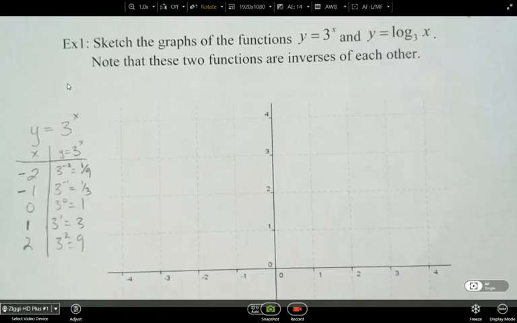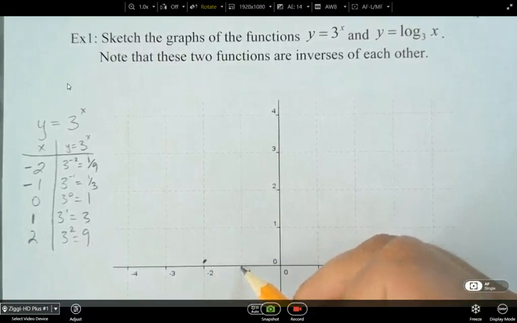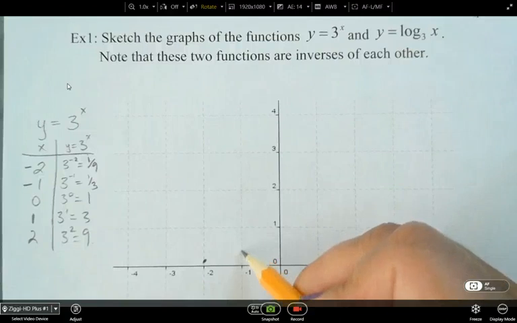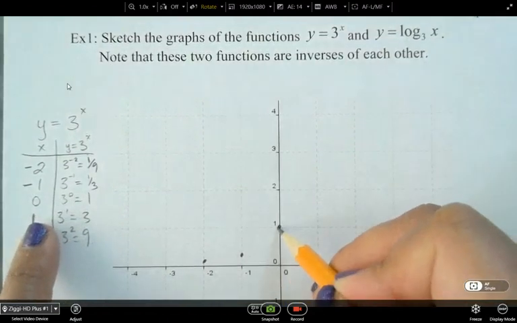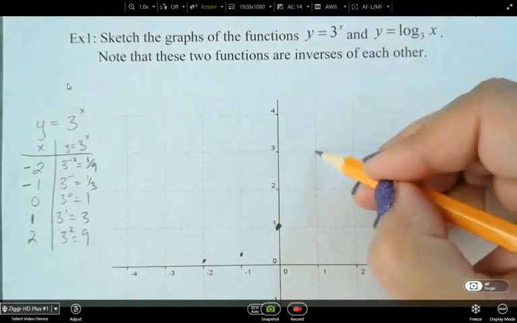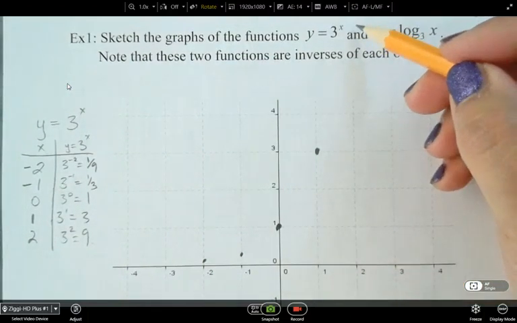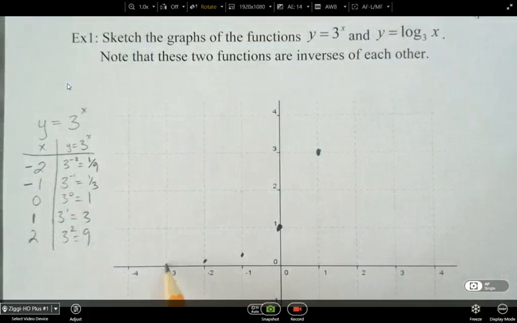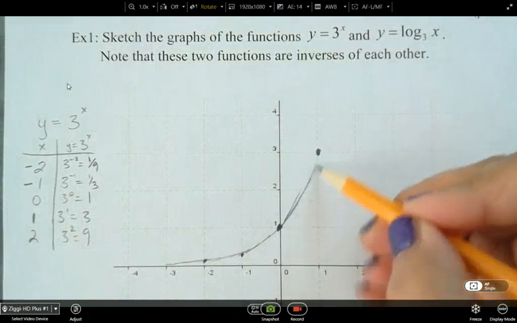Okay, so let's plot these points here. So -2 and 1/9, that's super close to the x-axis. At -1, I've got a third, so let's say this is halfway, so that's a third. So we're just estimating where that is. And then for 0, it's going to be at 1. And then x equals 1, I have 3. And 2, this is going to be way off the charts up here, at 9, right? Okay, so let's join these with a nice curve.